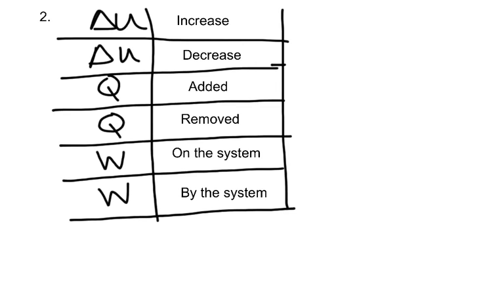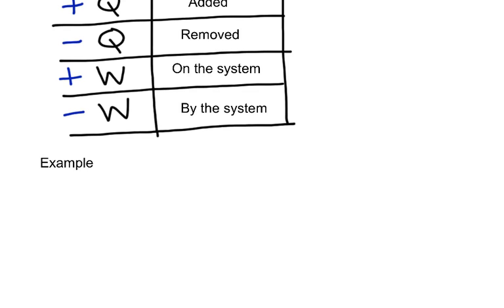I have a little chart here to show what a positive value or a negative value will indicate. If we have a positive delta U, or a positive change in internal energy, we say the internal energy has increased. If we have a negative delta U, the internal energy has decreased. If we have a positive Q, heat has been added to the system. If we have a negative Q, heat has been removed from the system. If we have a positive work value, work has been done on the system, and if we have a negative W, work has been done by the system. Again, just to repeat, if work has been done on the system, or plus W, we say that the volume has decreased. If work is being done by the system, or negative W, volume has increased.